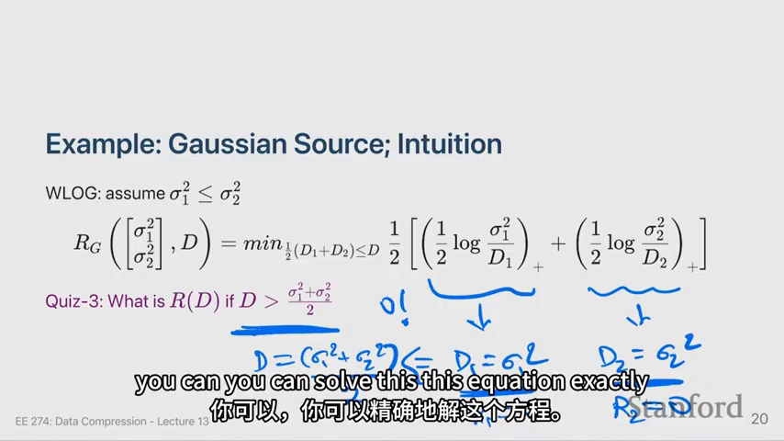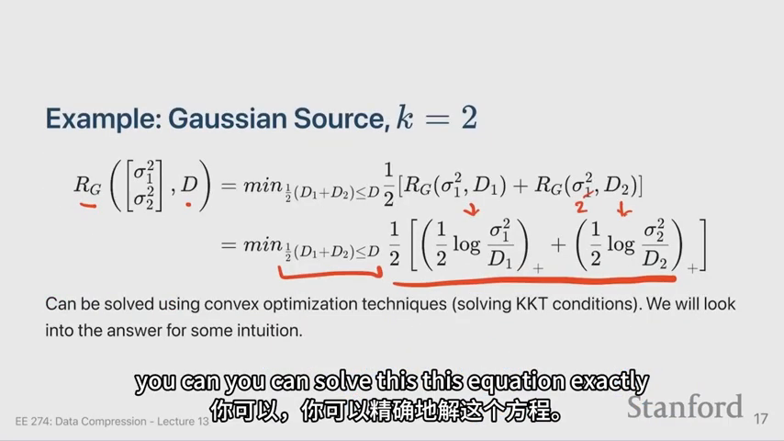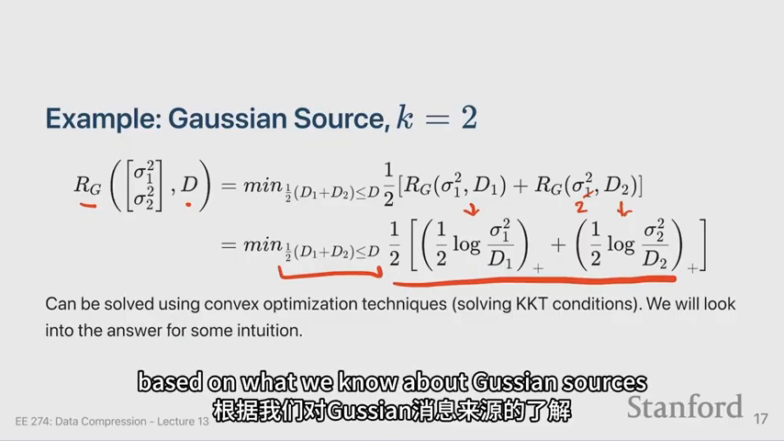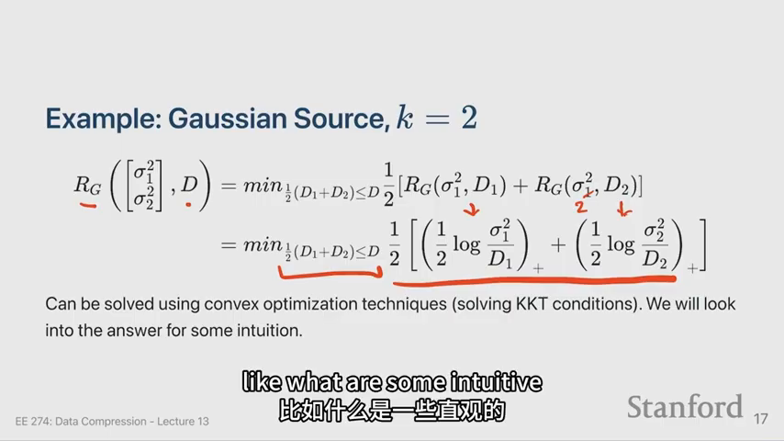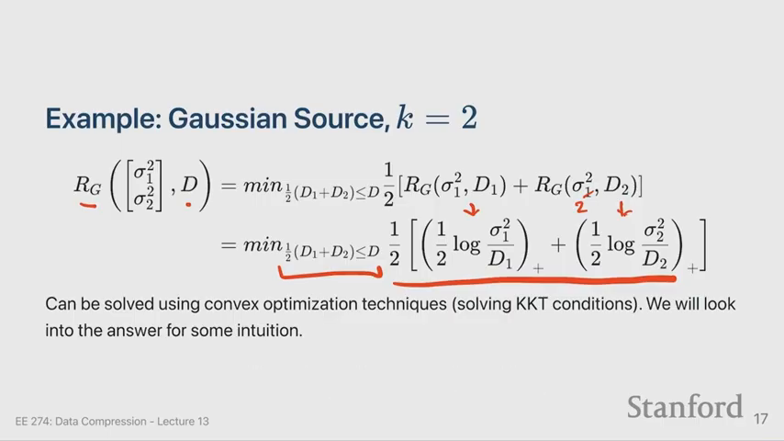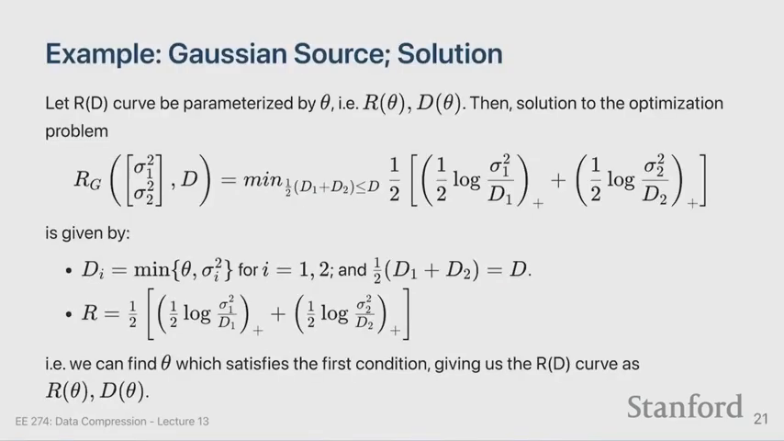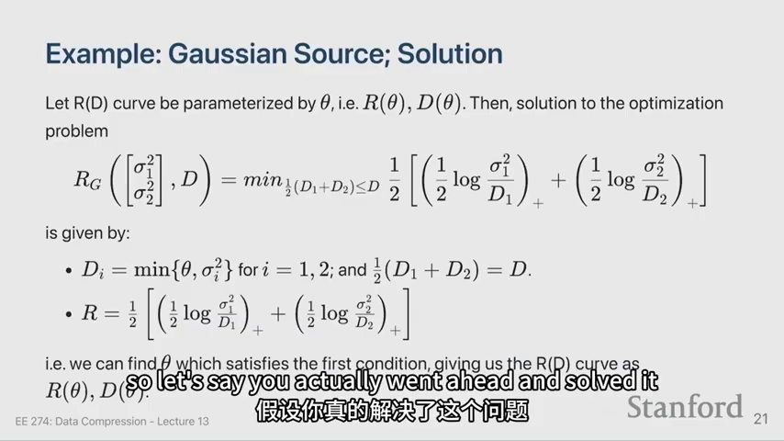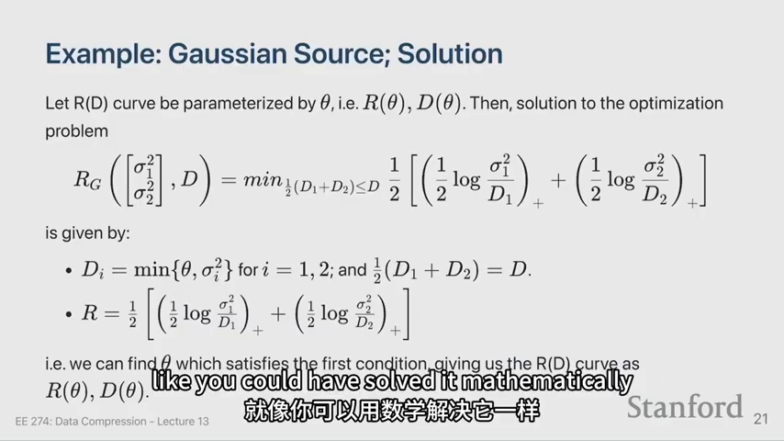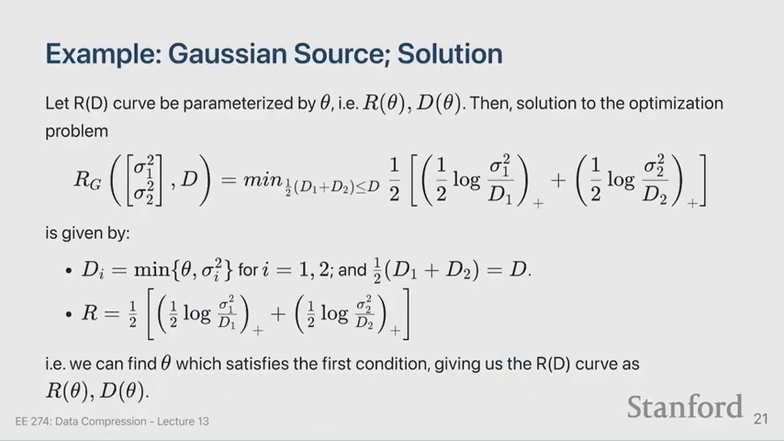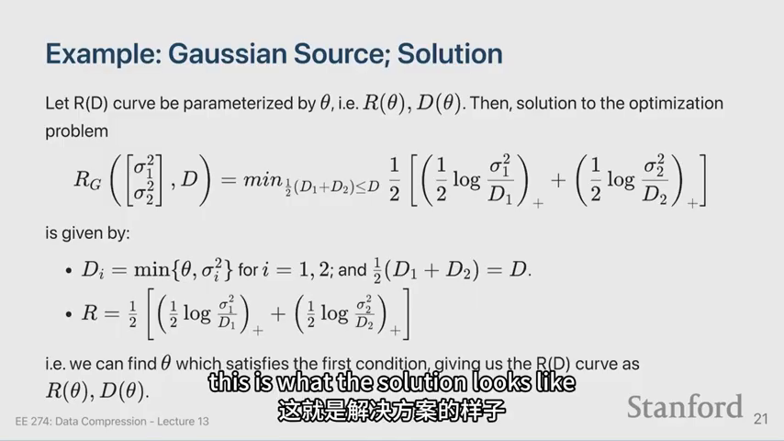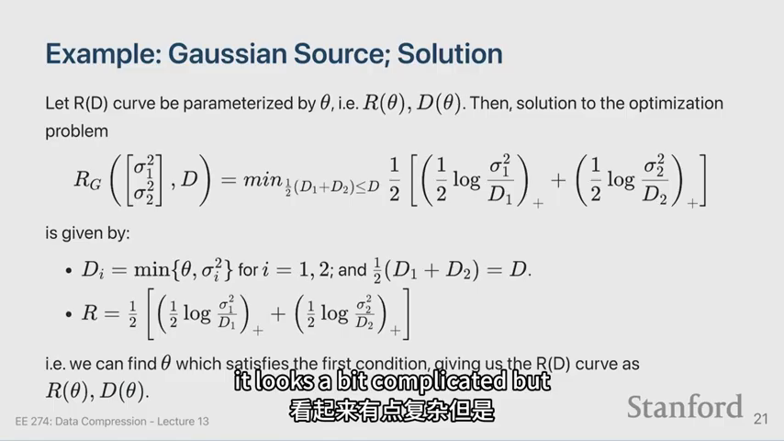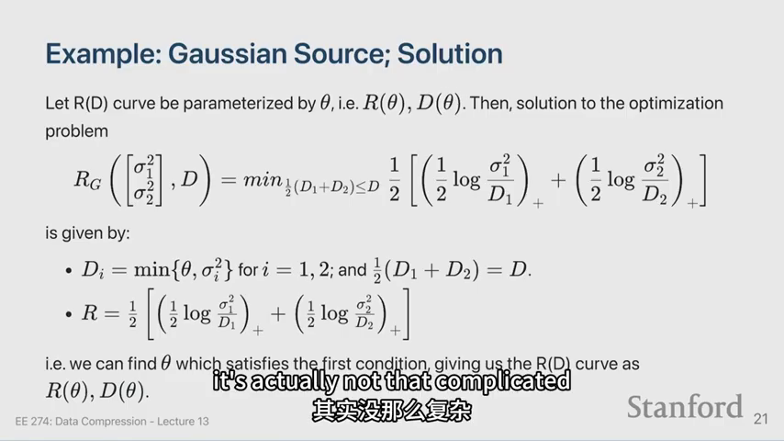So again, you can solve this equation exactly, but we just talked about it intuitively based on what we know about Gaussian sources and what some intuitive points are here. But now, this is what we talked about. Let's say you actually went ahead and solved it mathematically. This is what the solution looks like, and let me walk you through it. It looks a bit complicated, but it's actually not that complicated.